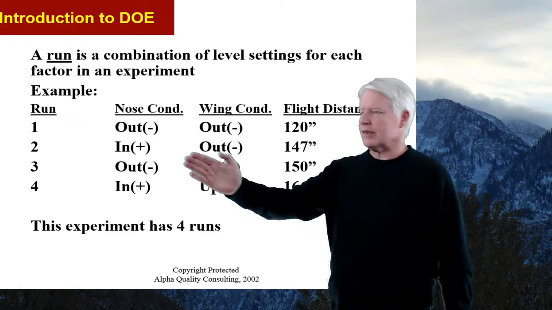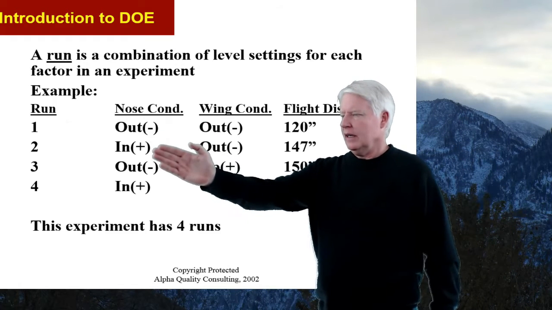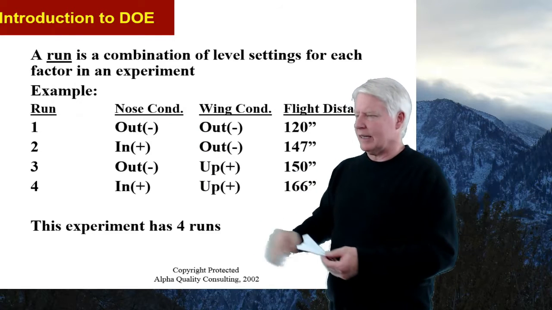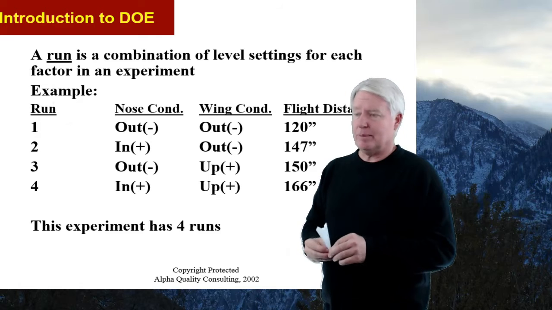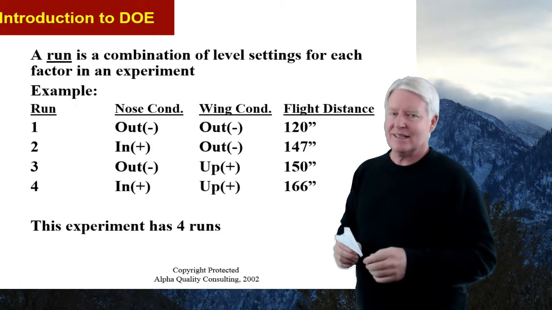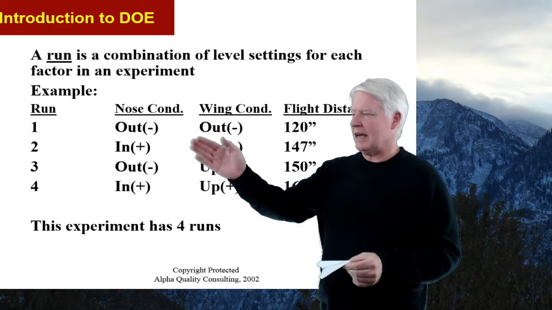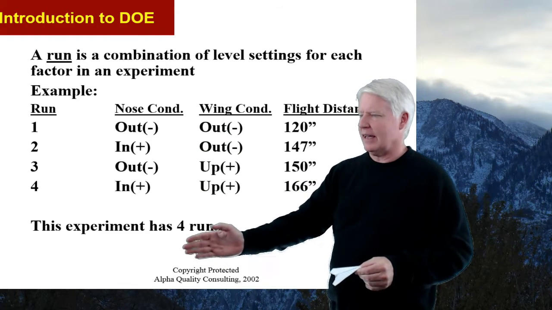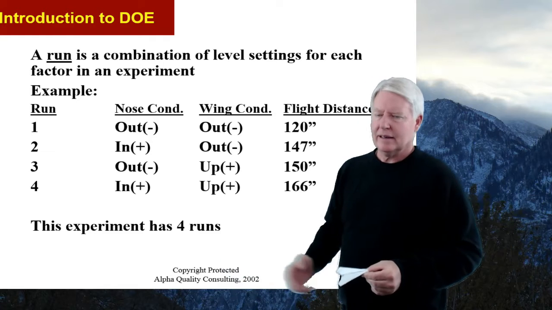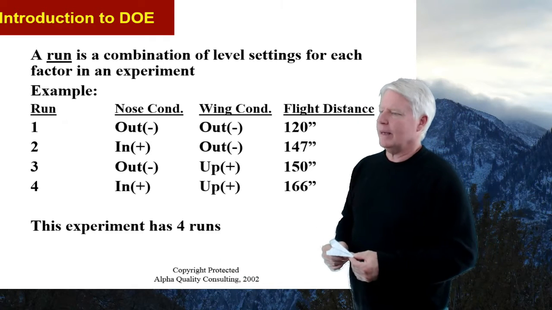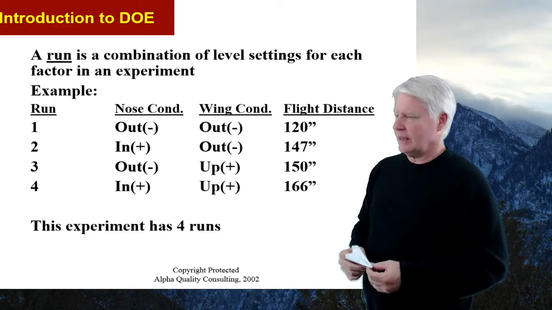Now, run number 2, it says, okay, run number 2, John, nose condition, fold it in, that's my positive. Now, I put out and in by your plus and minuses. I'm being nice. Usually in DOE, they just go minus, plus, and down here they say, on nose condition, minus means fold it out, positive means fold it in. Makes it easier to document that way. So I'm being extra nice to you today.